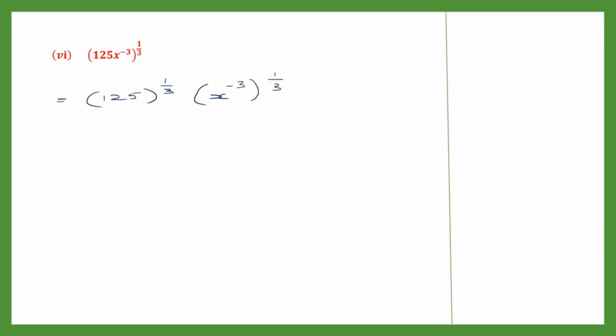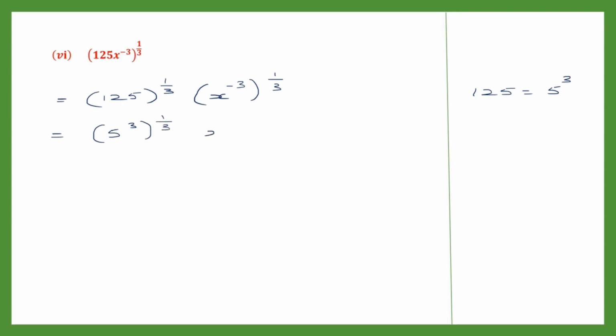So like I said, whenever you have a fraction as your power, try and get the base also with a power. So here since it's 3, how can we make this a number with the power 3? That will be 5, isn't it? Because 5 into 5 into 5 is 125. So 125 is 5 to the power of 3. So instead of writing 125, we can write 5 to the power of 3. Now this is raised to 1 by 3.